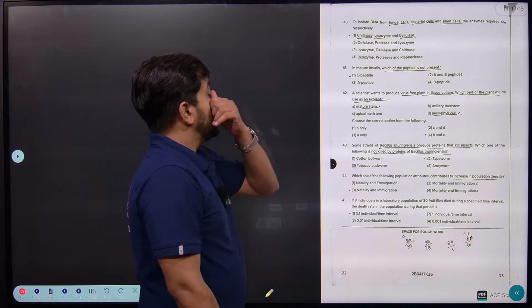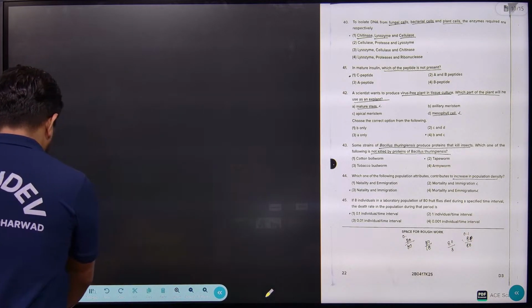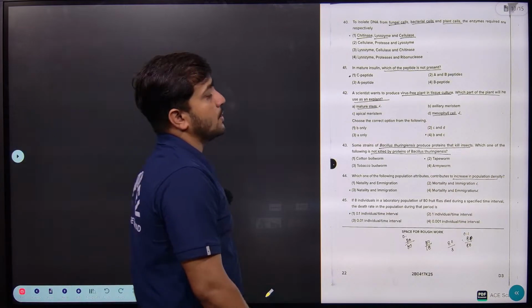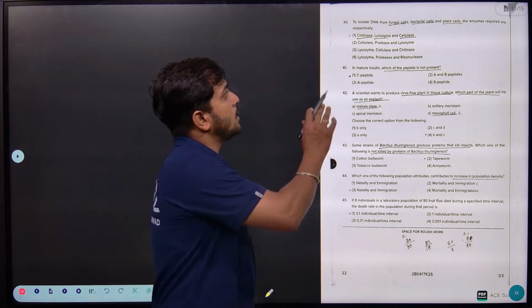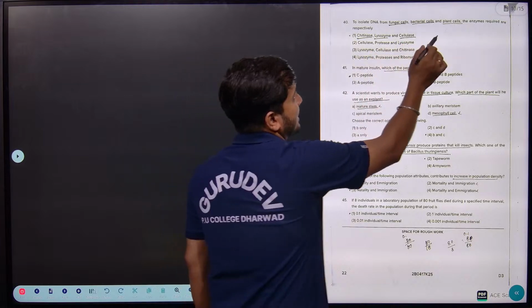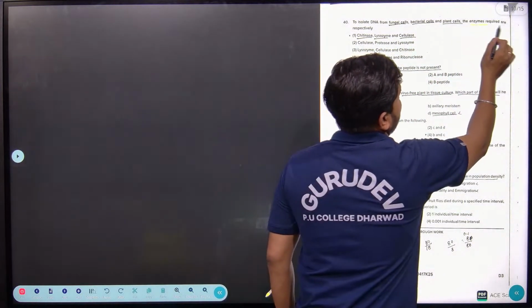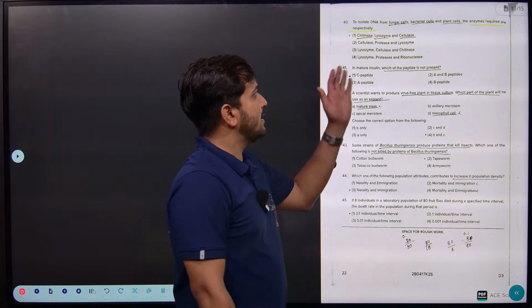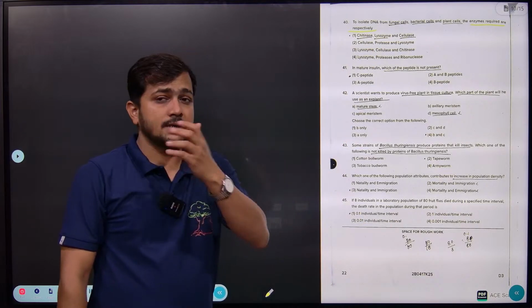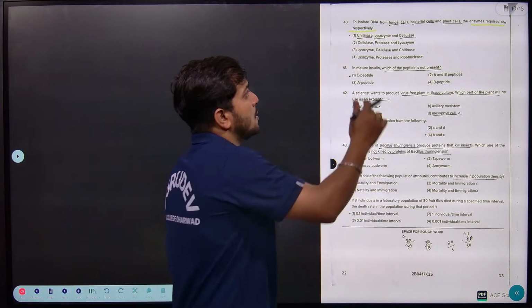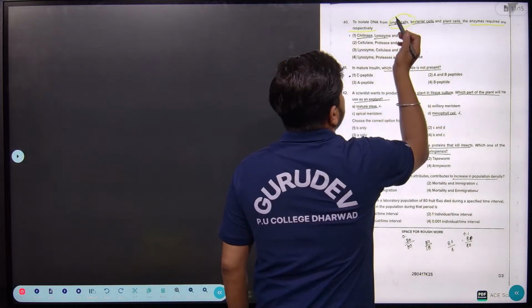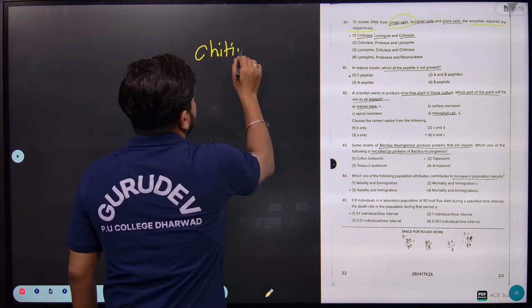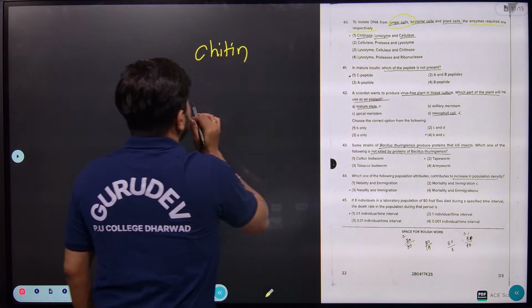So next question here, let me check with the previous one. Yes, right. So next, that is the 48th question. To isolate DNA from fungal cells, bacterial cells and plant cells, the enzymes required are respectively, right. So we have studied this related to biotechnology principles. There you came across that the fungal cell is made up of chitin. It is made up of chitin. And the bacterial cell is made up of what?